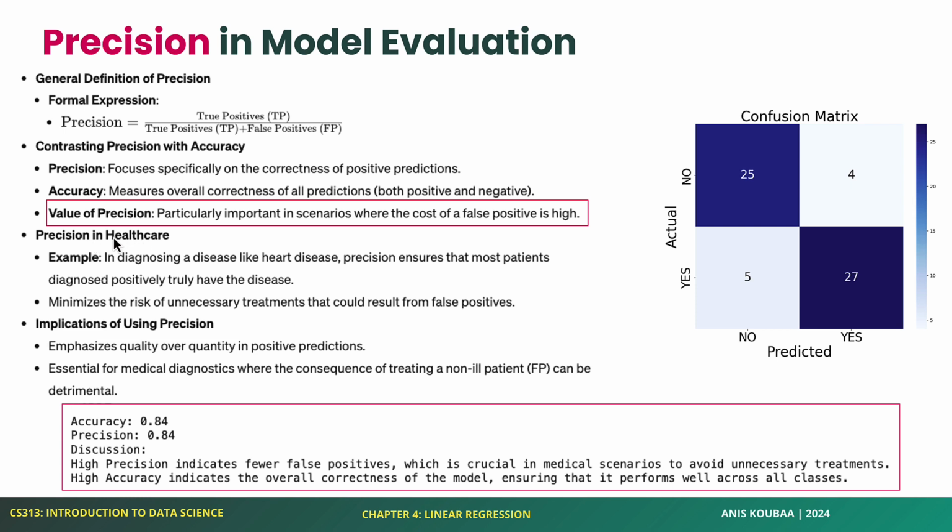So in the case of healthcare, precision ensures that most patients diagnosed positively truly have the disease, and minimizes the risk of unnecessary treatment that could result from false positives. And here, because we have very close values and only two classes, the accuracy and precision are very close to each other. High precision indicates fewer false positives, and high accuracy indicates the overall correctness of the model is good enough.